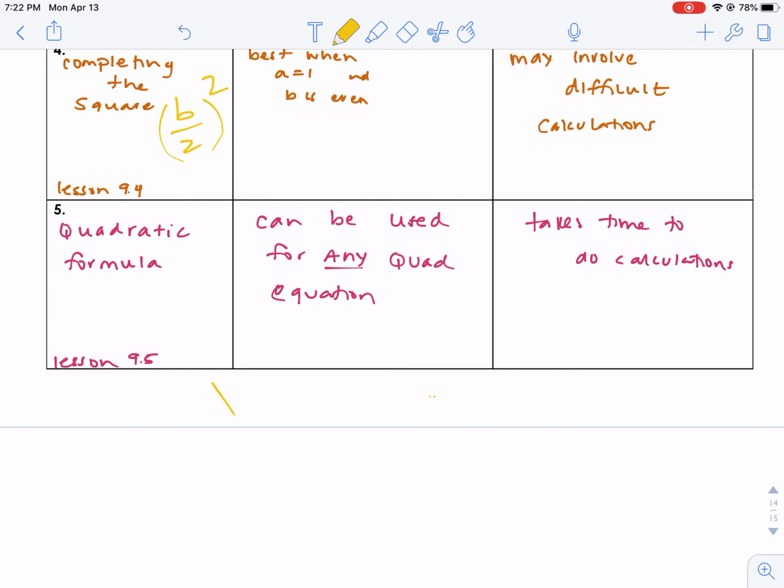All right, and then the last method is the quadratic formula. So again, for review, this is that x equals -b plus or minus the square root of b squared minus 4ac all over 2a. The nice thing about this one is it can be used for any equation.